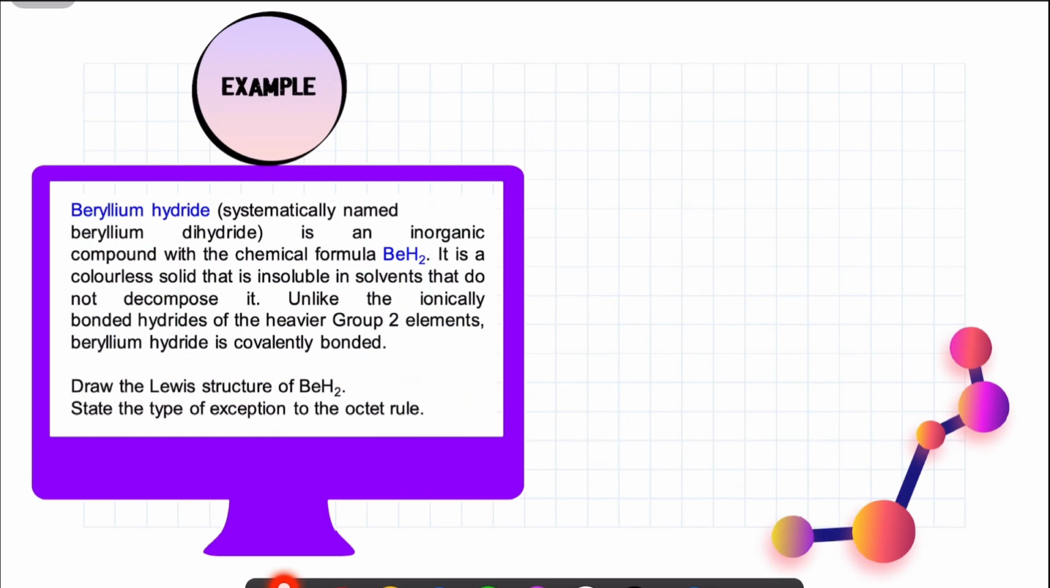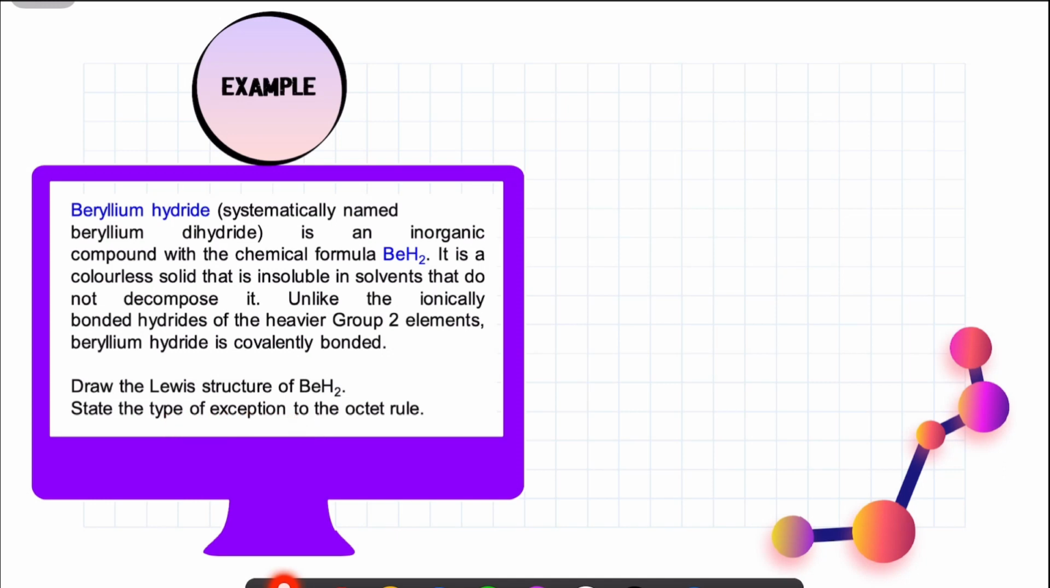We have beryllium hydride, systematically named beryllium dihydride. It is an inorganic compound with the chemical formula BeH2, and it is a colorless solid that is insoluble in solvents that do not decompose it, unlike the ionically bonded hydrides of the heavier group 2 elements. Beryllium hydride is covalently bonded, and it needs you to draw the Lewis structure of beryllium hydride, and also to state the type of exception to the octet rule.